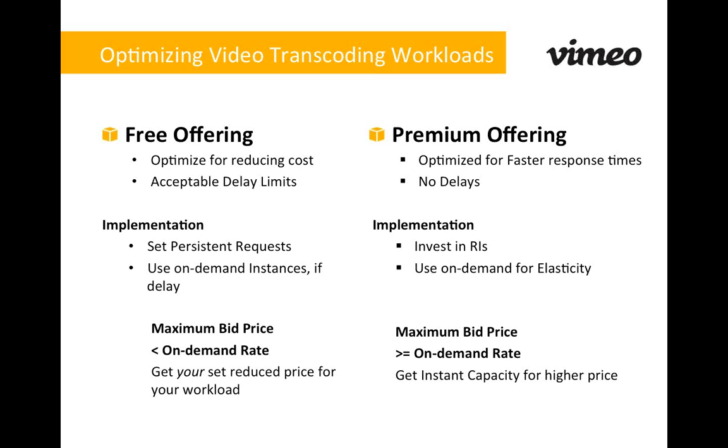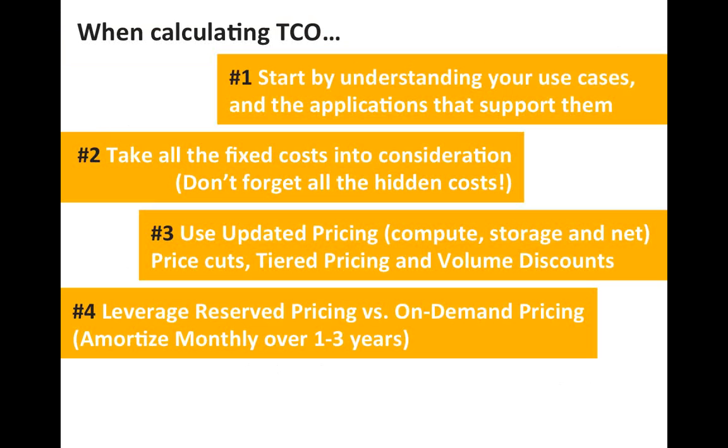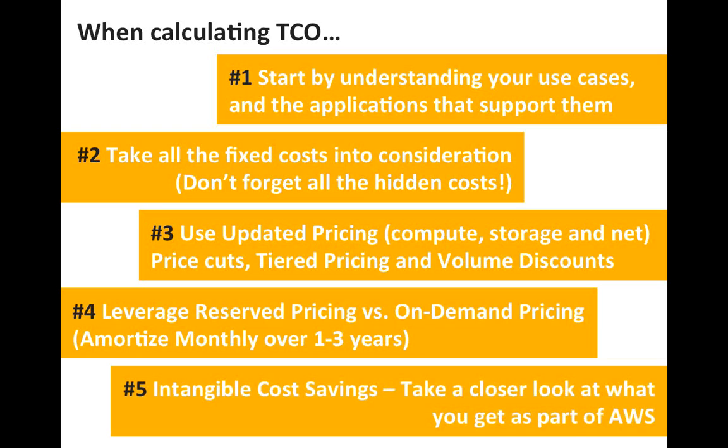So we talked quite a lot about the different types of pricing models you have, reserve pricing, on-demand pricing, etc. And finally now, as the last part of this presentation, I want to talk about intangible cost savings. So these are things that are very difficult to put in an Excel spreadsheet and make assumptions around the costs, both on-premise and AWS. So I wanted to cover this because it's very important you get this just by using AWS.